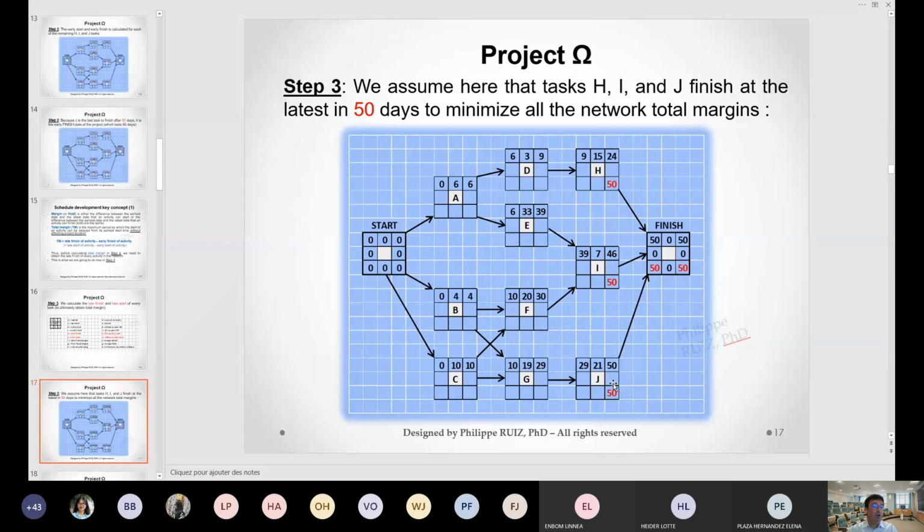As for J here, well, it has 0 days of margin. So it's on the critical path. It's a critical activity. And here, what I've obtained is, of course, the late finishes of every activity, the margin being the subtraction of the late finish and the early finish of every activity. Some of them have margin, others don't have any. The margin is 0.